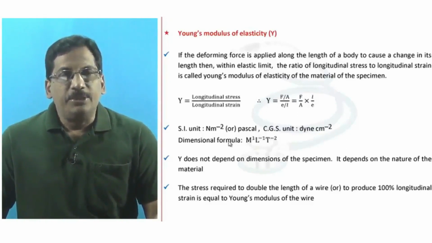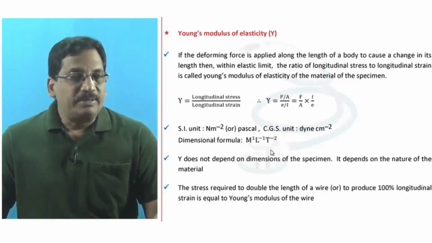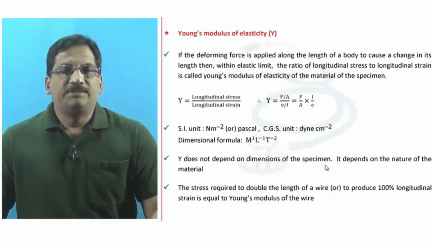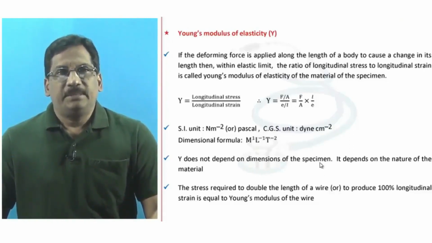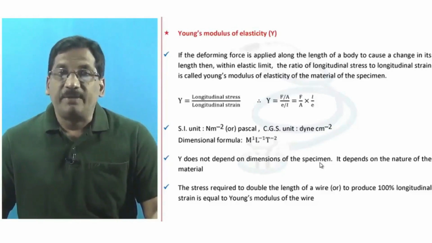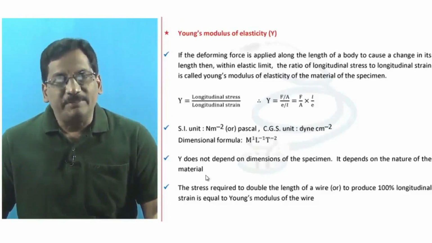SI unit, Newton per meter square or Pascal. CGS unit, Dyne per square centimeter. Dimensional formula M1 L minus 1 T minus 2. And Y does not depend on dimensions of the specimen. Any modulus of elasticity is not defined for dimensions of the specimen. It is defined for material. So it depends only on the nature of the material.